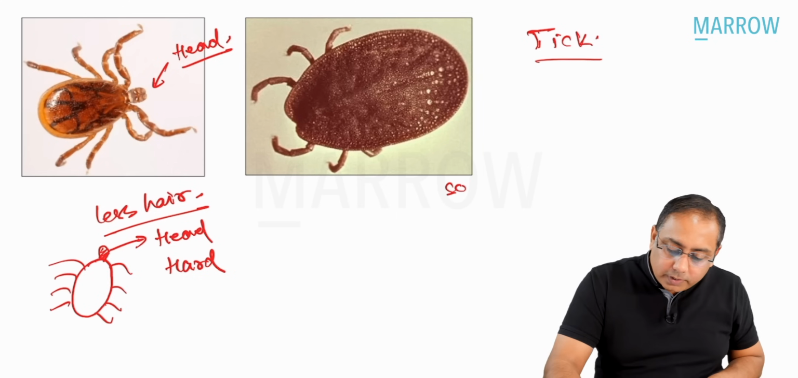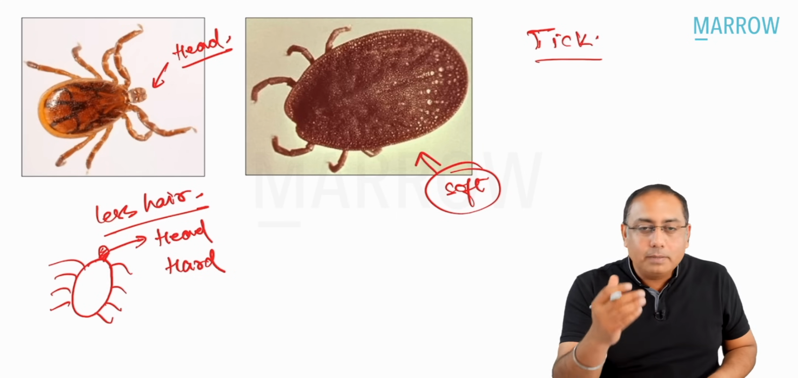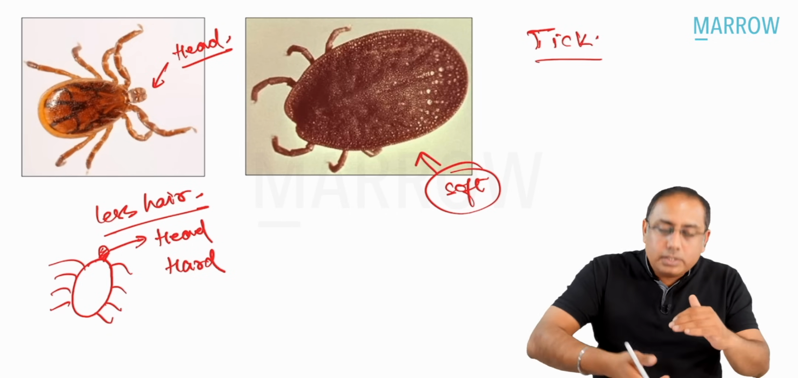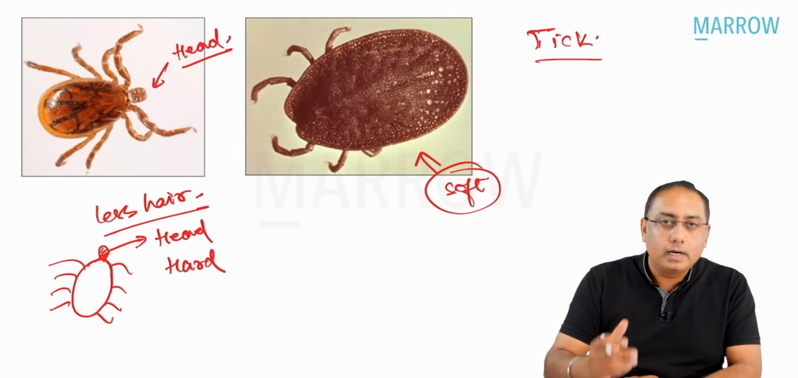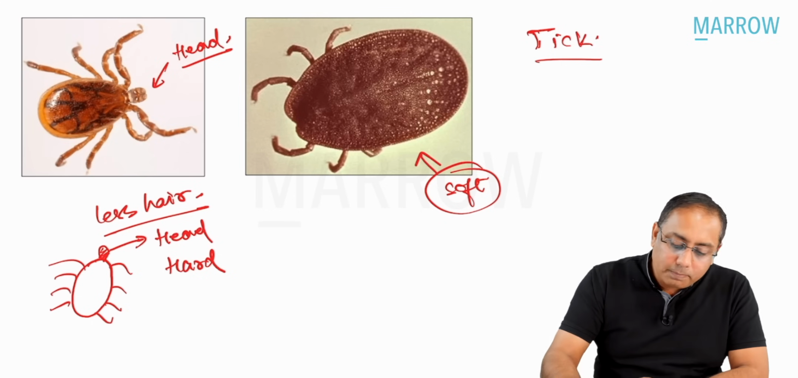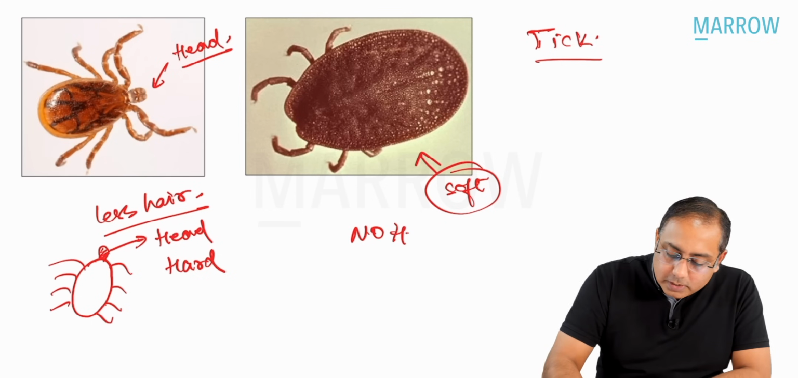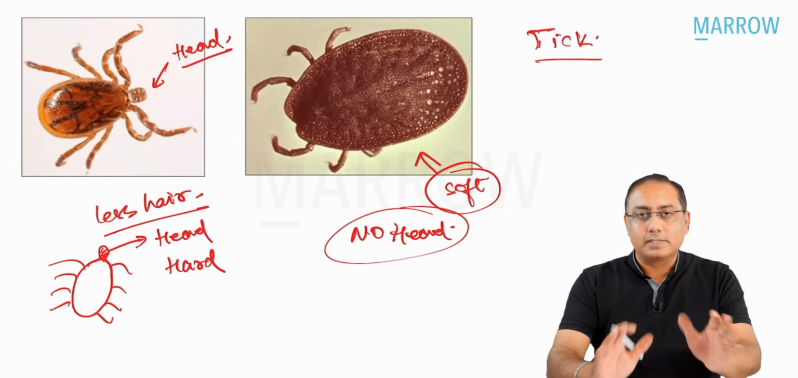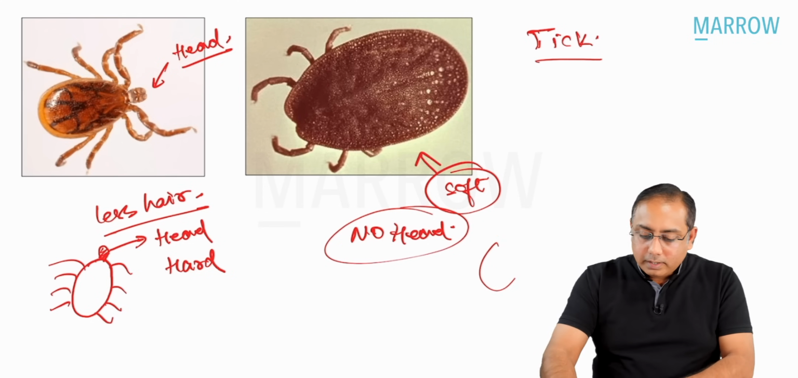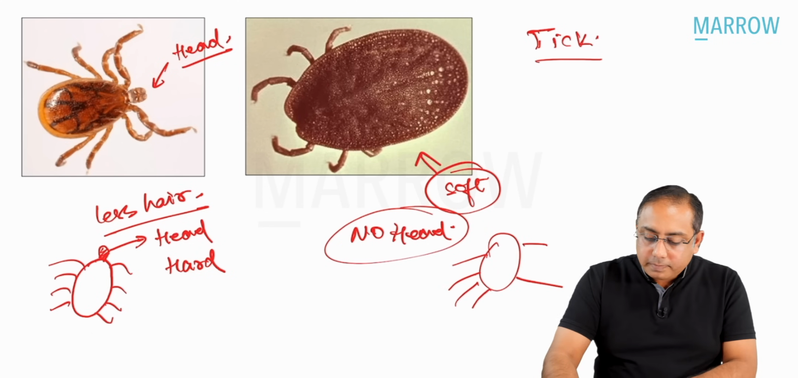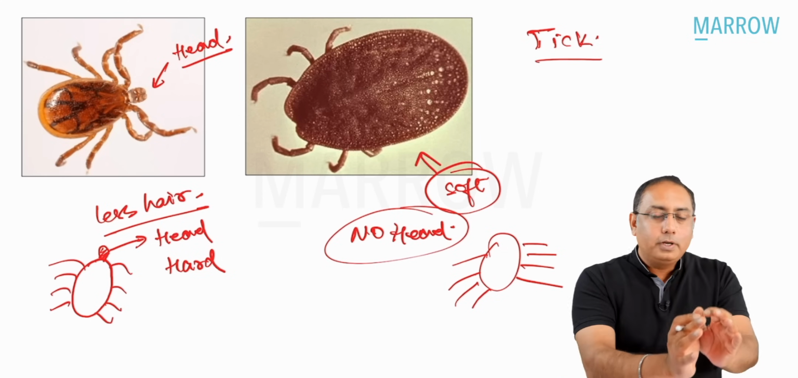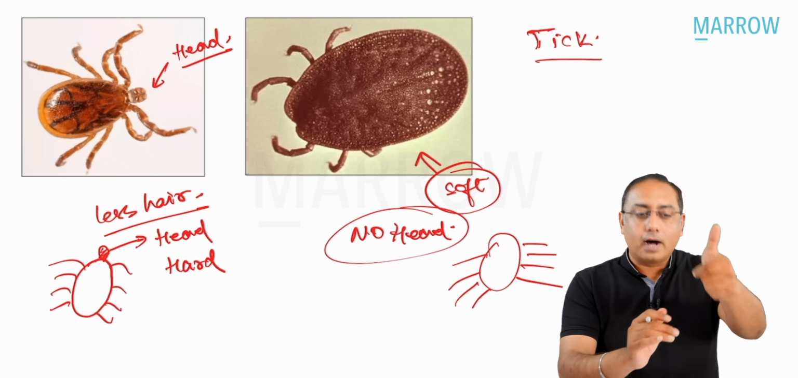Whereas in a soft tick, beta, the head is of course there, every tick will have the head, but the head is more towards the underside and it is not visible from the top. So if no head is visible, it is called a soft tick. Just to summarize: globular with 4 legs, no head visible, soft tick; globular with 4 legs, head visible, hard tick.